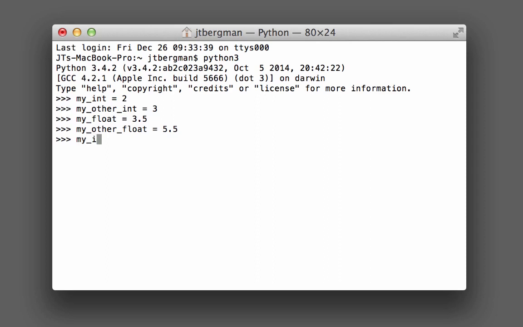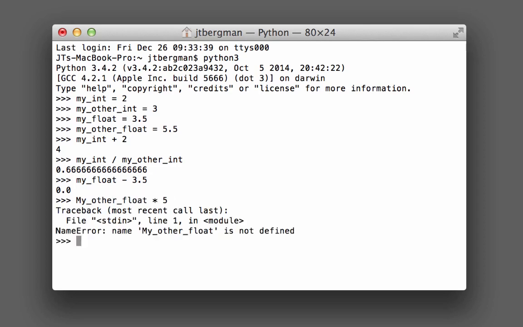Now, we can use these just like numbers. For example, my_int plus 2 equals 4. my_int divided by my_other_int equals 2/3. my_float minus 3.5 equals 0. And my_other_float times 5. Oops, as you can see, I typed in that variable name wrong because I used a capital letter where I shouldn't have. And we can fix that just by going back and making that lowercase. And there it is, 27.5.